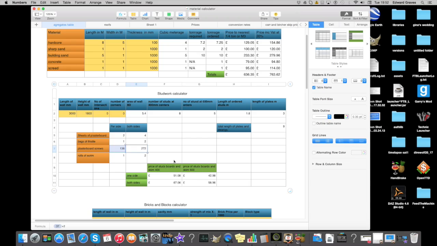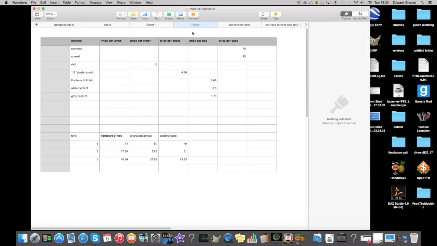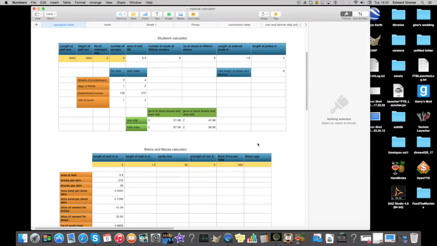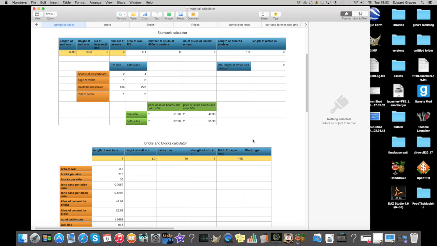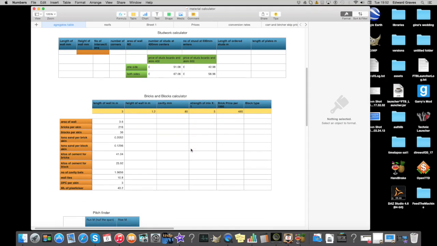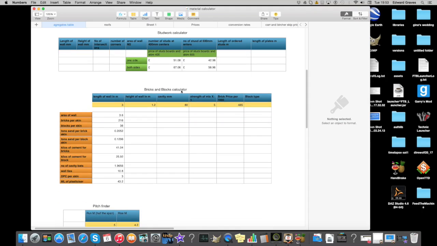Then I had the prices of plasterboard and skim. I haven't actually got prices on plasterboard and skim. These are just numbers I've put in to make sure everything works. But like I said, I haven't actually had to use this. I just made it because I could. And it's on the Dropbox. I will give you all a link to where this is.